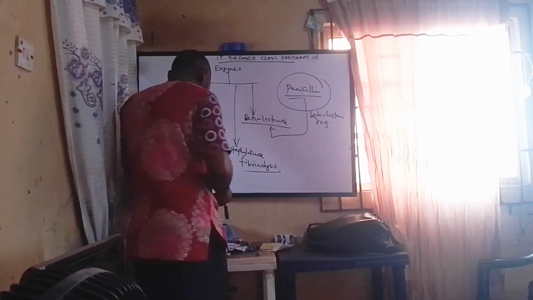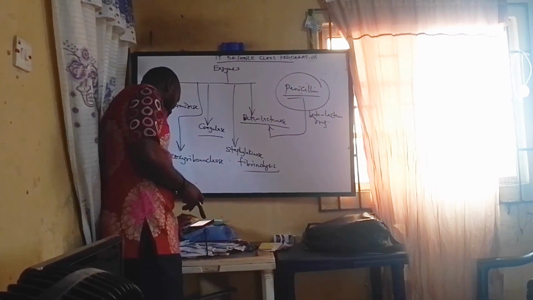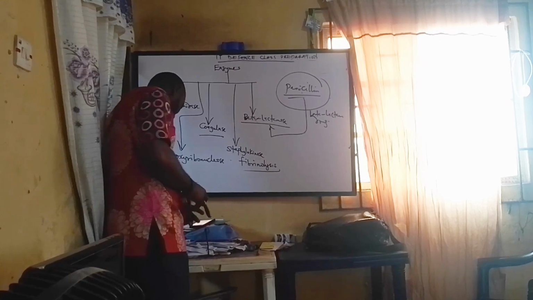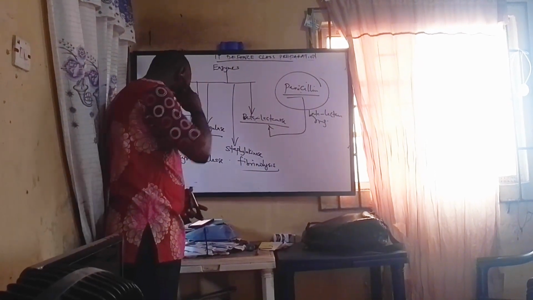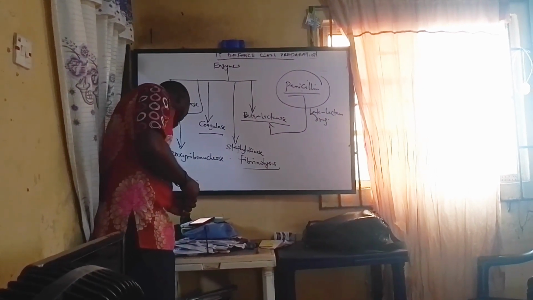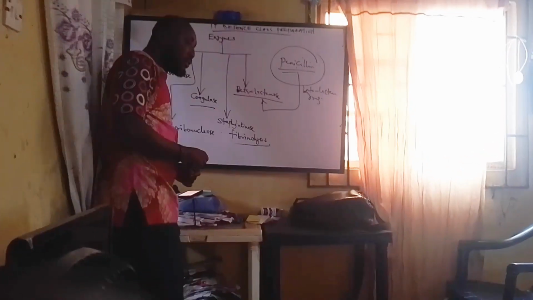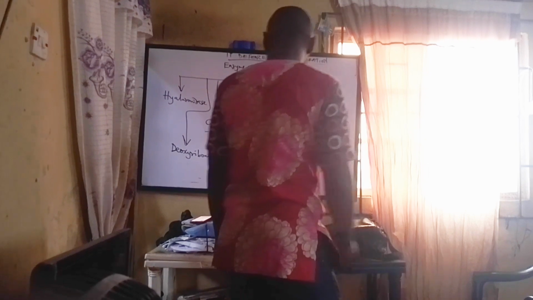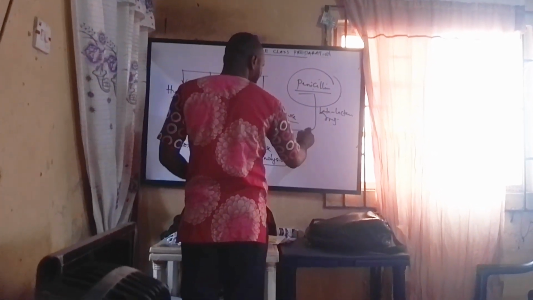So let's look at toxins produced by Staphylococcus aureus. One, exotoxin. This is what staph uses to destroy red blood cells and platelets.